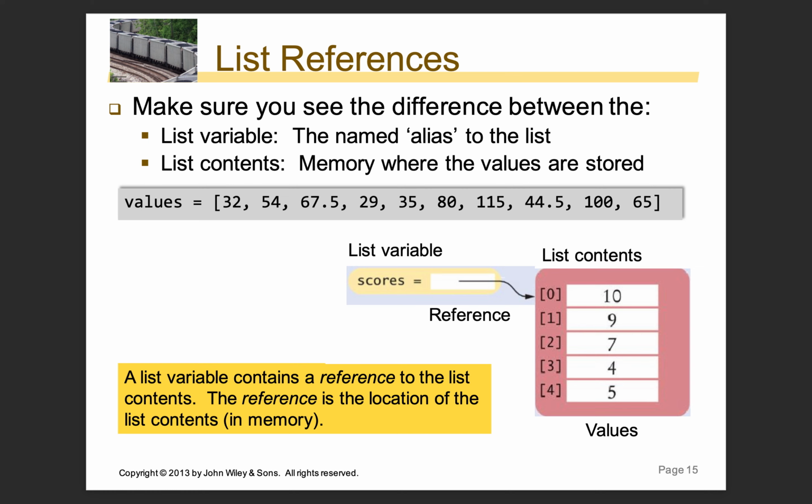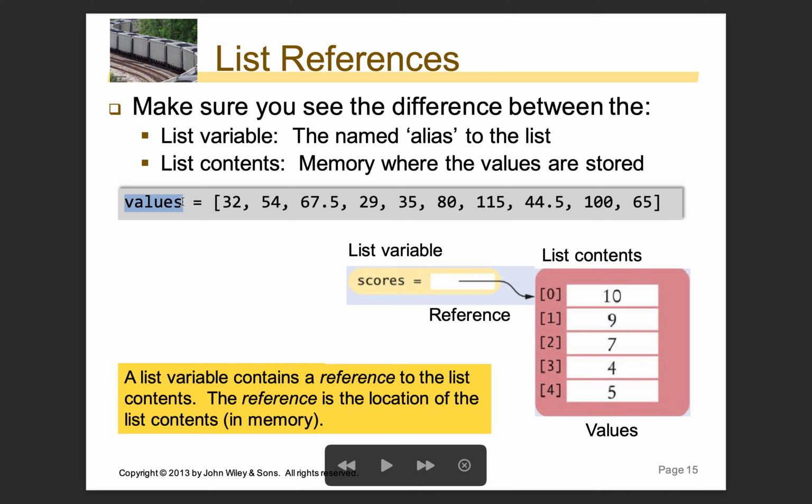Okay, so the next thing to think about with lists is how they're stored in memory, and what the list variable, and calling the list variable, is actually doing. So making sure you see the difference between the list variable and the list contents. Now, this is a little bit more complex. Through the course, we haven't necessarily been thinking about how things are stored in memory, but hopefully this isn't so bad. So the list variable, the name for the list, values, is this thing here.